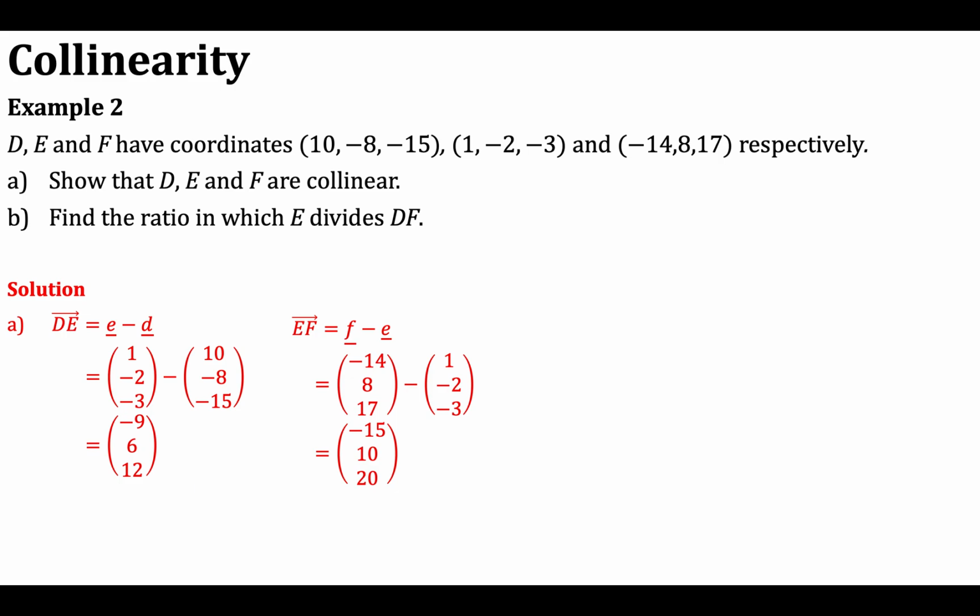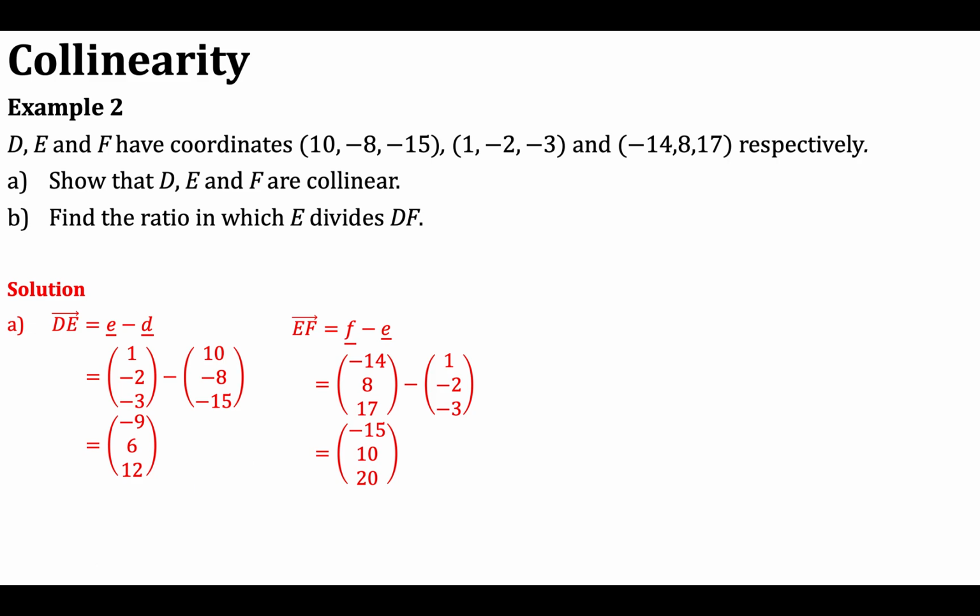Now, in order to show that these are collinear, we need to show that one of the vectors is a scalar multiple of the other. You might find it hard to see what's actually happening because we can't, for instance, double this vector to get this one. We can't triple it, we can't multiply it by a whole number.